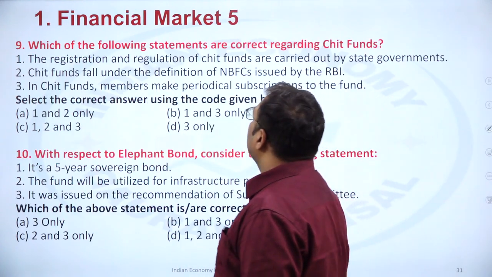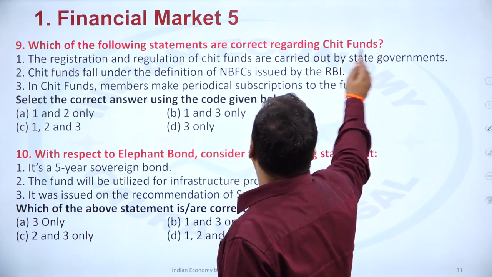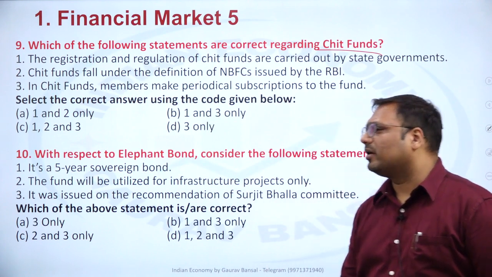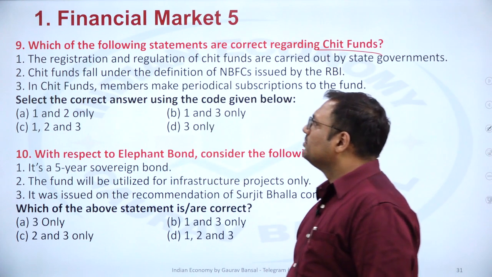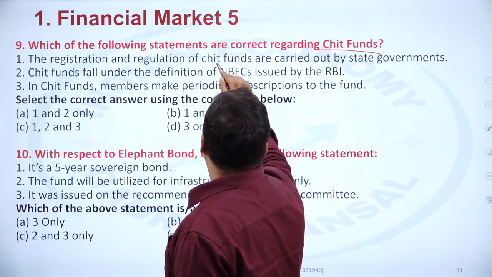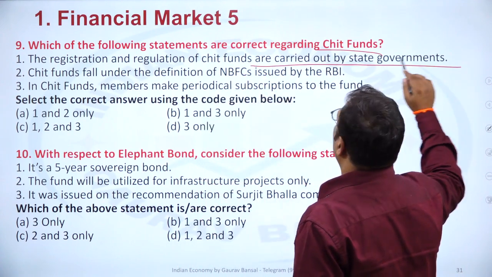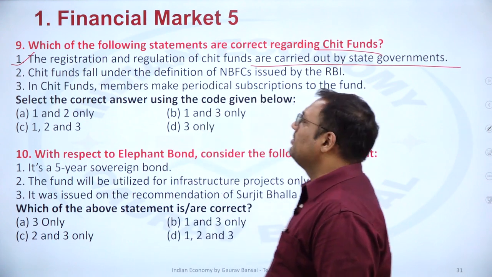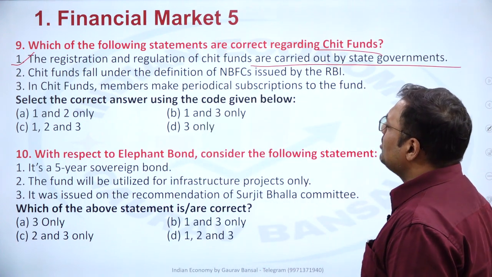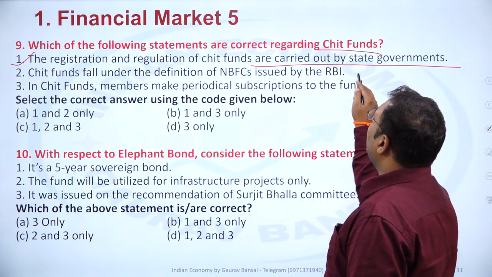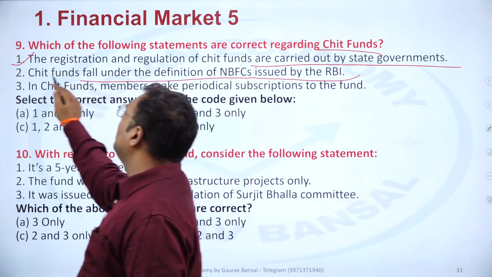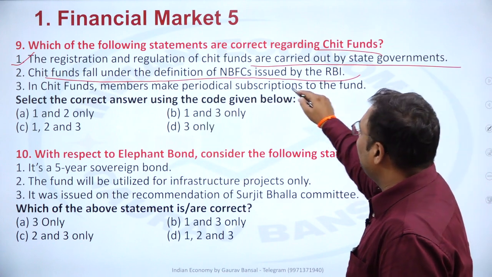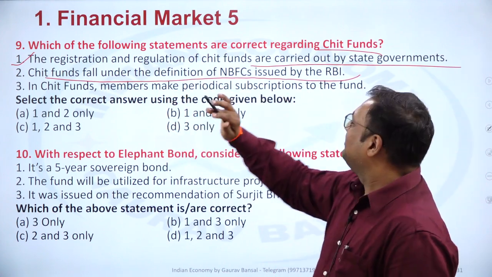Ninth, which of the following statements is correct regarding chit funds? Chit funds are a part of the unorganized money market. The registration and regulation of chit funds are carried out by the state government. That is correct. These are not under RBI. Chit funds fall under the definition of NBFC issued by the RBI. The definition is issued by RBI; chit funds are not issued by RBI. Be very clear. Do not mix up.